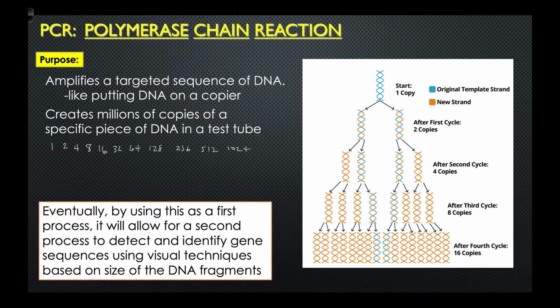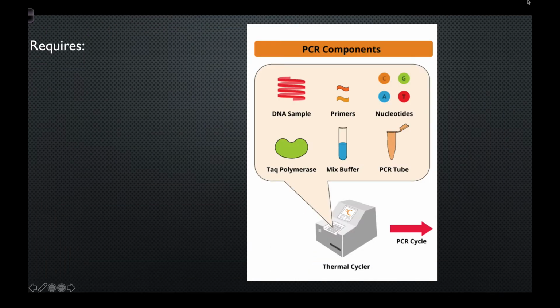Now, that's going to be coming a little bit later, but what we want to do right now is dive into this PCR process so you can see how it works. So let's talk about the requirements of this process. First of all, you can see in the picture there are 6 big things that we're going to need, plus the machine in which this process is going to happen.